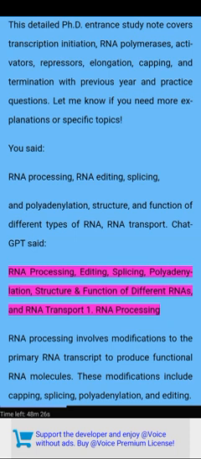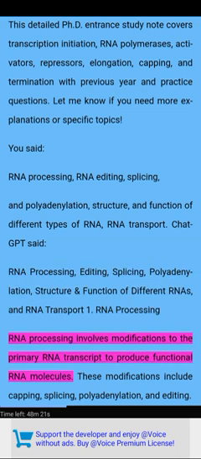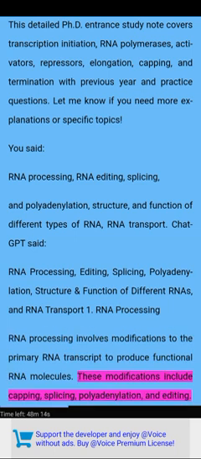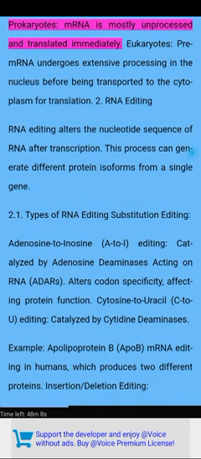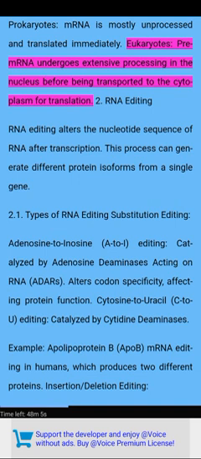1. RNA processing. RNA processing involves modifications to the primary RNA transcript to produce functional RNA molecules. These modifications include capping, splicing, polyadenylation, and editing. In prokaryotes, mRNA is mostly unprocessed and translated immediately. In eukaryotes, pre-mRNA undergoes extensive processing in the nucleus before being transported to the cytoplasm for translation.